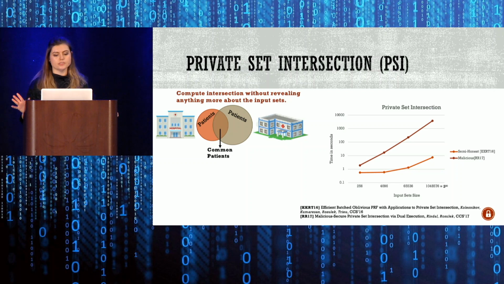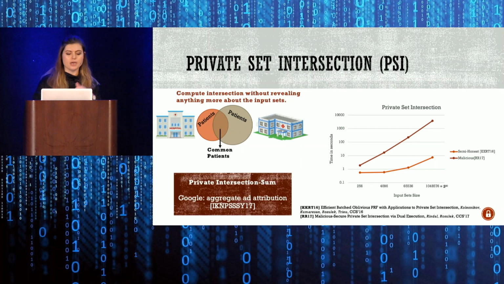techniques. And here in this setting, we consider two adversarial models. In one of them, the weaker one is called semi-honest, where you assume that parties behave as prescribed by the protocol, and the other one is malicious, that allows the participants to arbitrarily deviate from your protocol. So the current state of the art tells us that we can achieve private set intersection for sets of over 1 million elements, in the semi-honest case in under 10 seconds, and in the malicious case in about an hour. So one application of a related problem called private intersection sum is also used by Google for aggregate attribution.